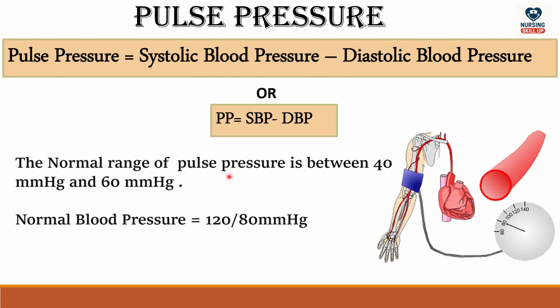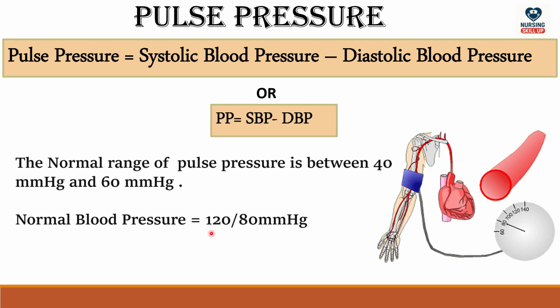The normal range of pulse pressure is between 40 mmHg and 60 mmHg. A normal blood pressure is 120 by 80 mmHg. So 120 here is the systolic blood pressure and 80 here is the diastolic blood pressure.